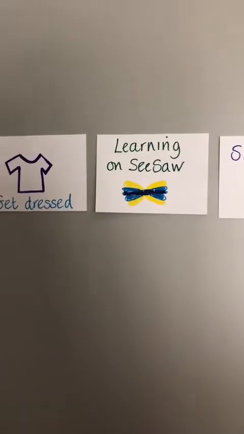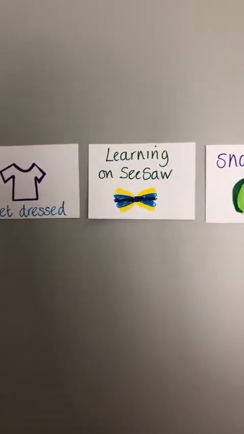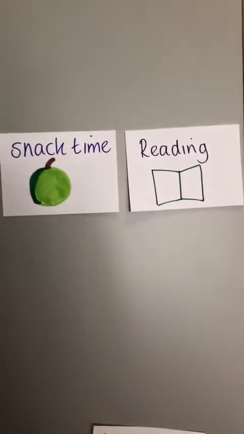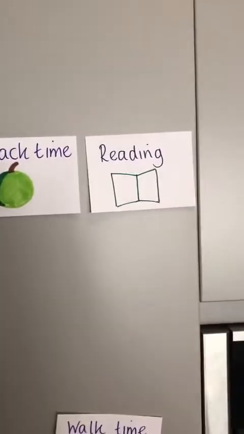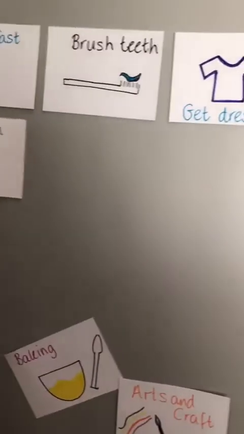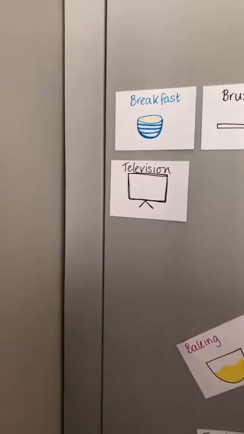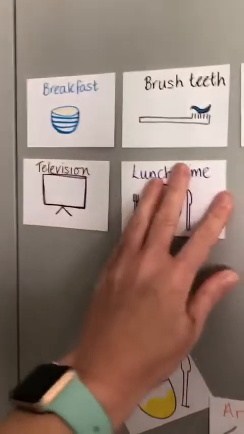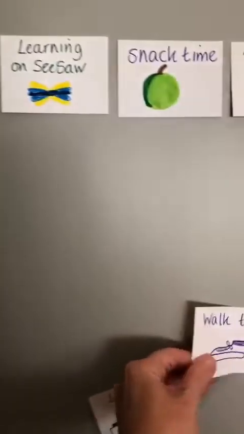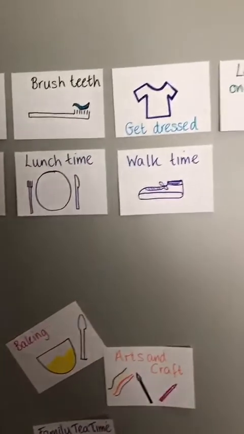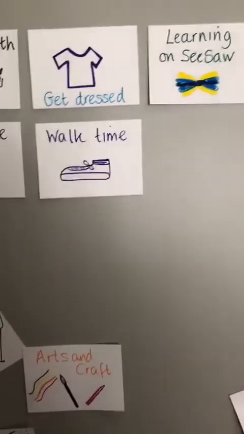Then you might have some time learning, looking at Seesaw. Children know that after that they're going to have a snack and then they're going to do some reading. It might be then that it's time for some television, because you want to limit screen time, don't have too much of it, but it is also important downtime for mums and dads as well as children. And then it's lunchtime, and after lunch you're going to go out for a walk, or on the scooters, on the bikes, or play in the garden, whatever it is, make it personal to you.